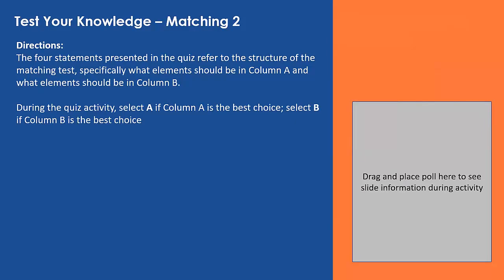Here you're going to decide, when you think about the structure of matching, you have column A, column B, and we're talking left and right here. So during this quiz activity, if it should go in column A, the first column, the left column, then you select A as the best choice. If it goes in the right column, column B, you select that one. So they're going to give you kind of like where does this go when you're making a matching test.